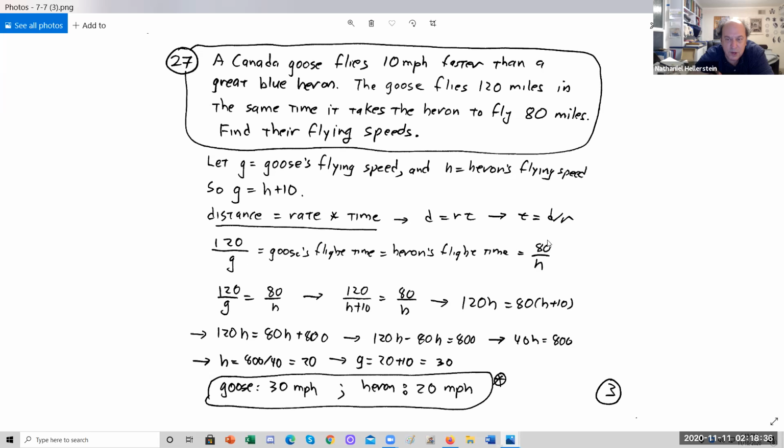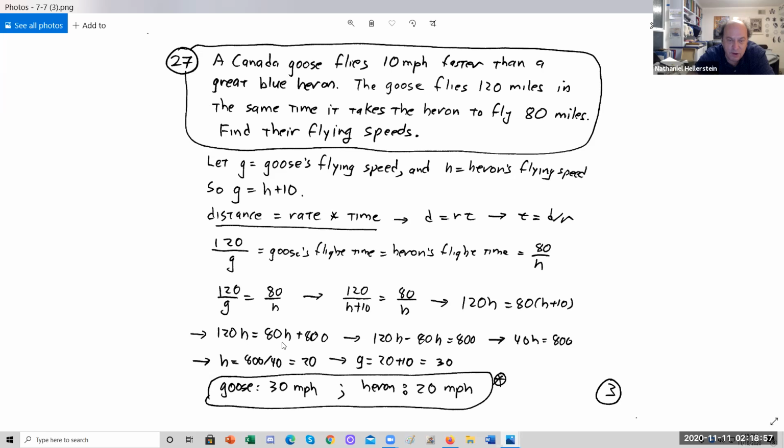So 20 over G equals 80 over H right here. Now G is H plus 10, so 120 over H plus 10 equals 80 over H. All right, so there you have an equation in one variable. Cross multiply. Move the H plus 10 to the right, move the H to the left. You get 120H equals 80 times H plus 10.